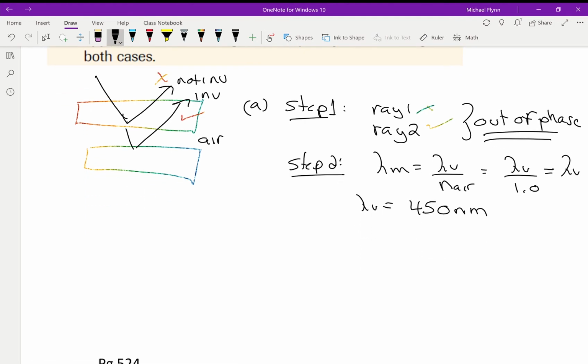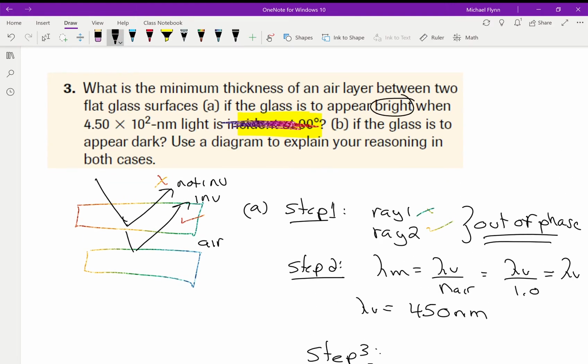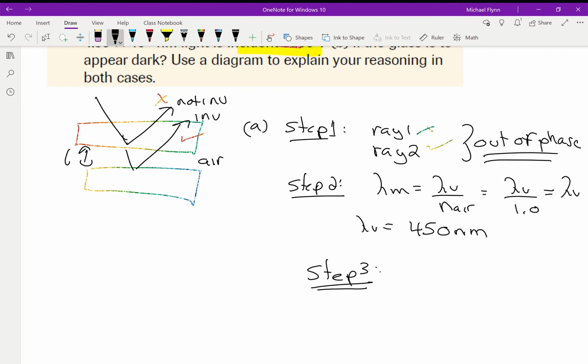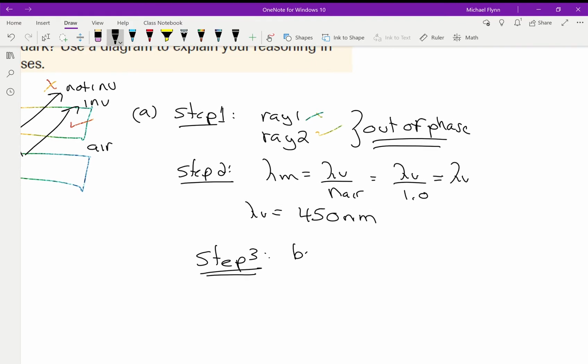Now we'll do step 3. Step 2 is a trivial step. We just have to realize the wavelength doesn't really change in the air. Now step 3, you have to do your cases. We are looking for bright, and we're looking for the thickness, that's t. Bright means constructive interference.